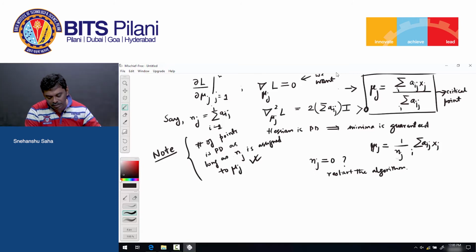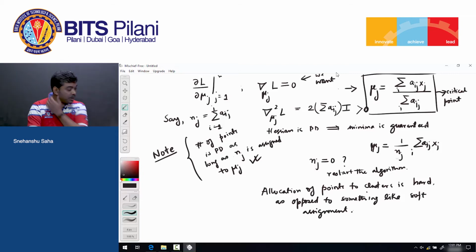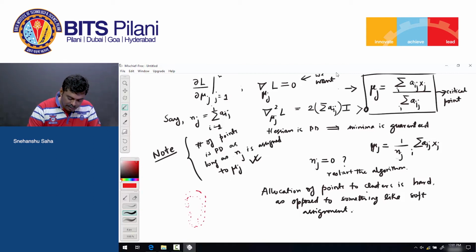However, one thing you see in this discussion is that the assignment of points to clusters is hard. This is one of the drawbacks of k-means. This will actually lead us to more general clustering methods. Let me give you an example. Let's say we have this data. If I give this data to k-means, what do you think it will do?